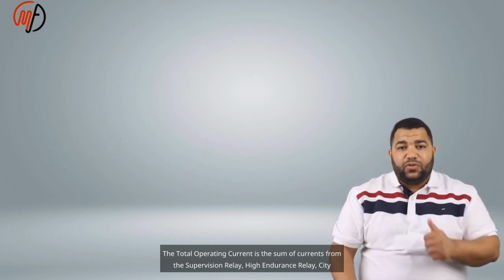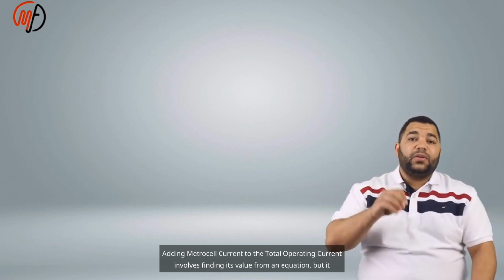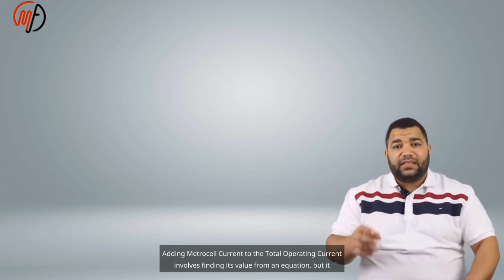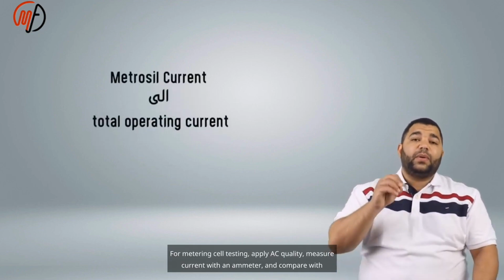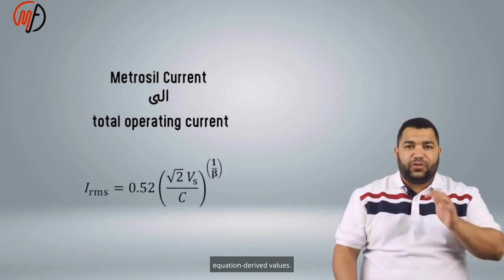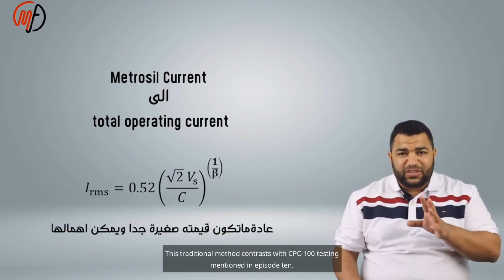The total operating current is the sum of currents from the supervision relay, high impedance relay, CT magnetizing, shunt resistance, and metrosil. Adding metrosil current to the total operating current involves finding its value from an equation, but it's often negligible. For metrosil testing, apply AC voltage, measure current with an ammeter, and compare with equation-derived values. This traditional method contrasts with CPC 100 testing mentioned in episode 10.